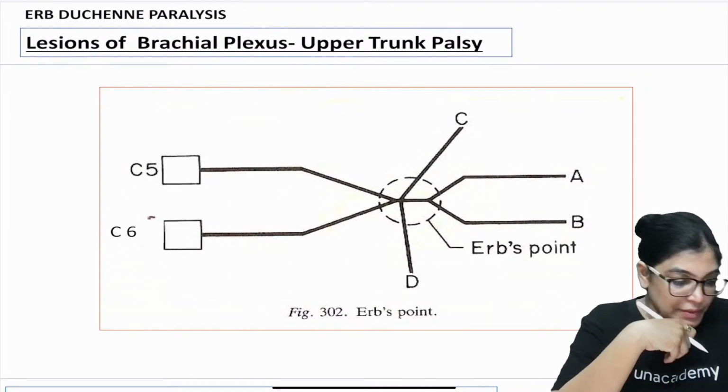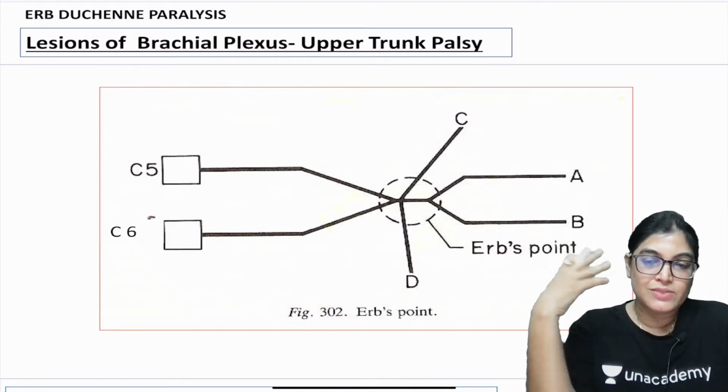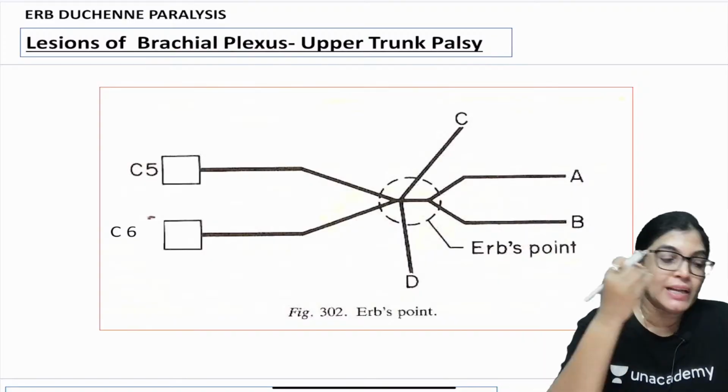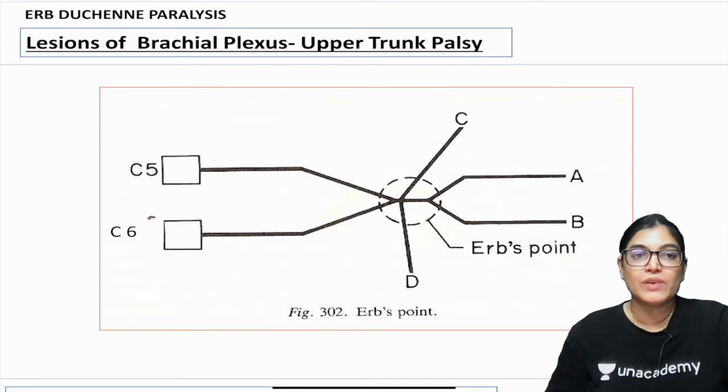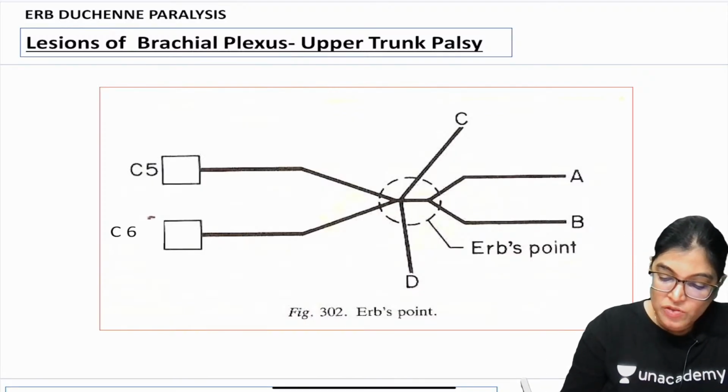The side of the nerve involved, one side only, no. Stretching is done on one side. So it will be unilateral. Lesions of brachial plexus, upper trunk palsy, the structures involved.